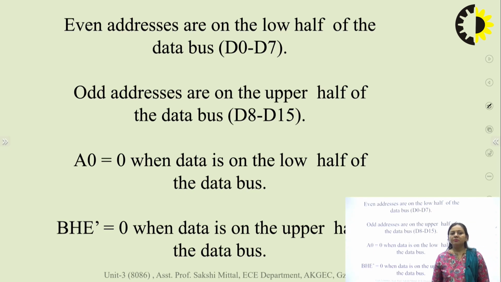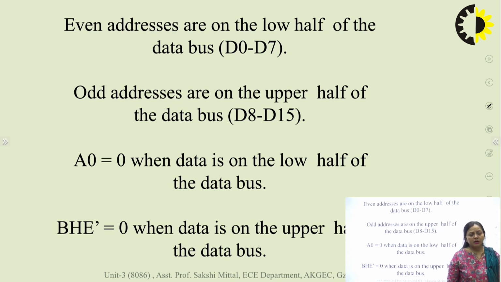Whenever BHE, which is an active low signal, is activated, the data is on the upper half of the data bus. So if both are enabled, that means you are accessing a word. First, you are transferring 8-bit data from the even address, then you are transferring 8-bit data from the odd address. That means first the 8-bit data will flow on the lower order data bus, that is D0 to D7. Then your higher 8-bit data will flow on the higher bus, that is D8 to D15.